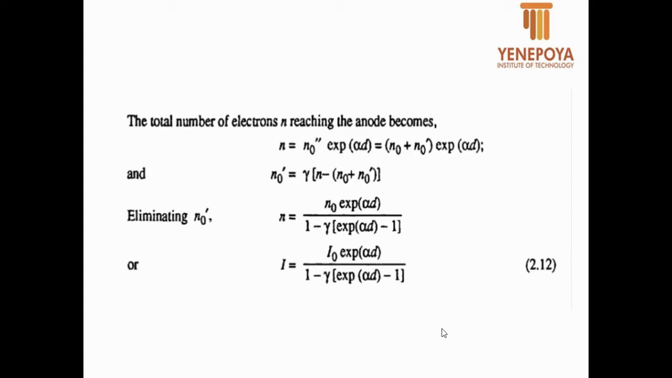And N naught dash is equal to gamma into N minus the bracket N naught plus N naught dash. So we have to eliminate N naught dash. So N is equal to N naught exponential alpha D divided by 1 minus gamma within the bracket exponential alpha D minus 1, or I is equal to I naught exponential alpha D divided by 1 minus gamma into exponential alpha D minus 1.